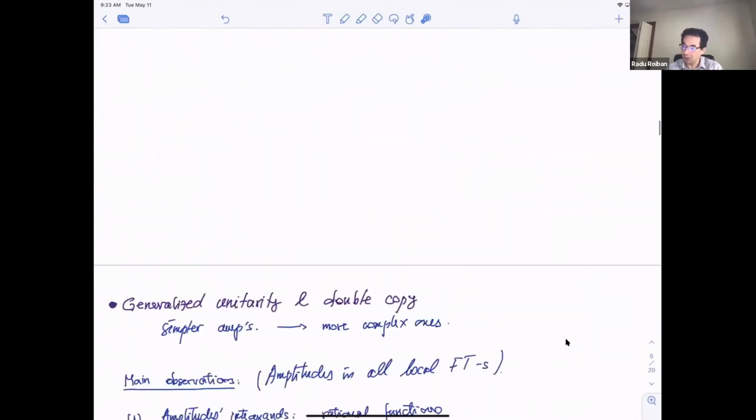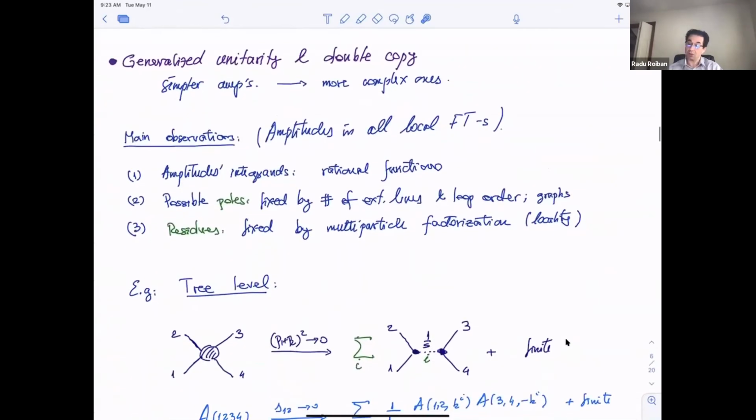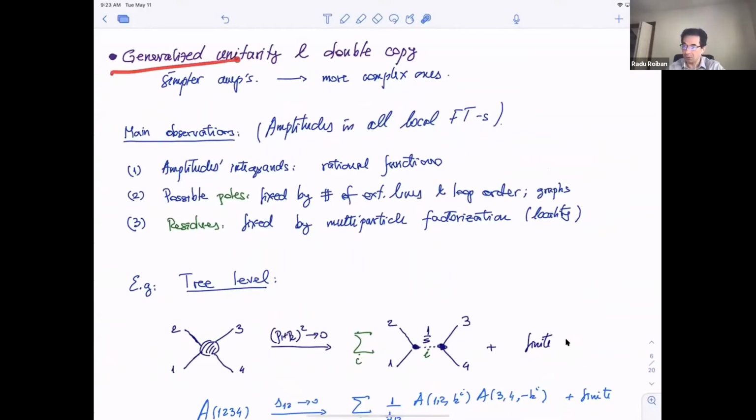The strategy is generalized unitarity and the double copy. And this is at least the first part. Generalized unitarity is based on a couple of generic observations which apply to all local quantum field theories, or rather, they don't need to be quantum or local field theories.